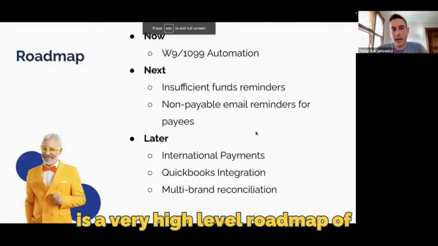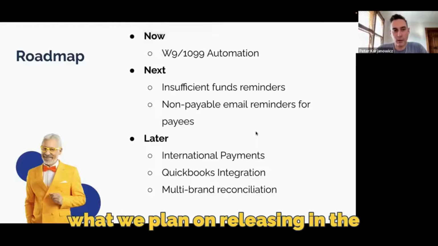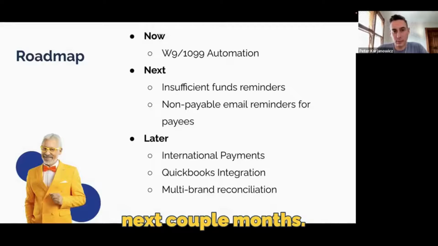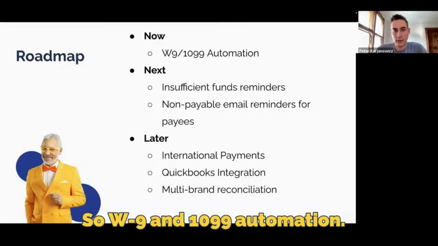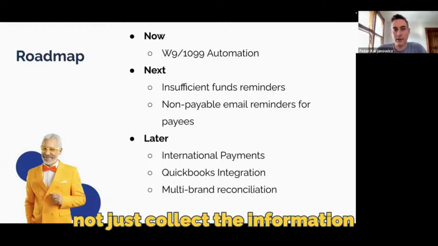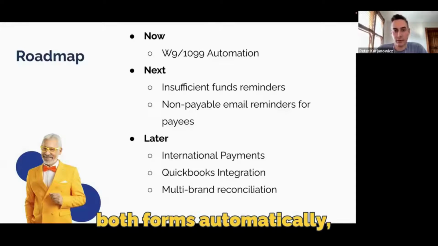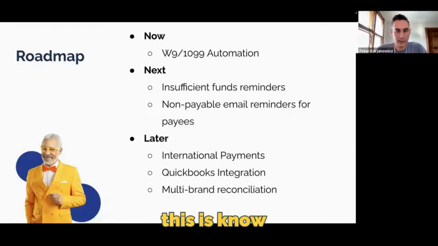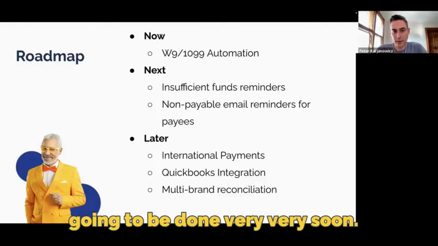So this is a very high level roadmap of what we plan on releasing in the next couple months. So W-9 and 1099 automation. So being able to actually generate, not just collect the information, but also generate both forms automatically. This is going to be done very, very soon.